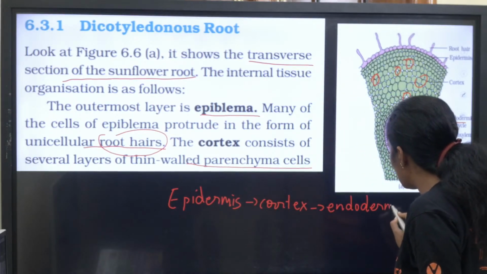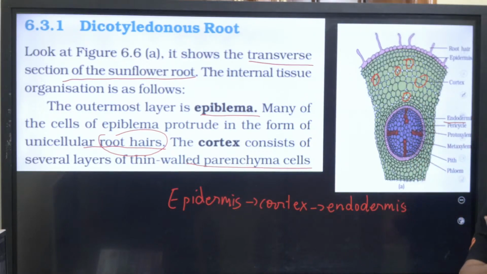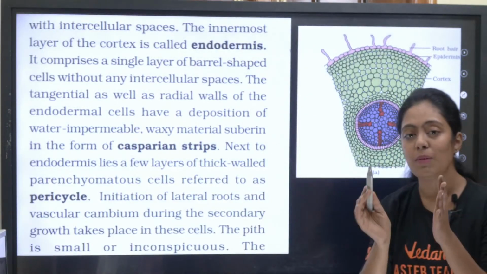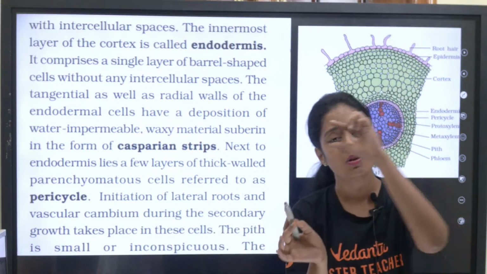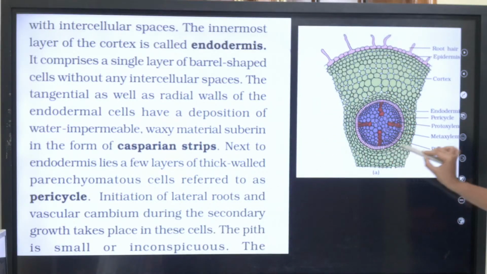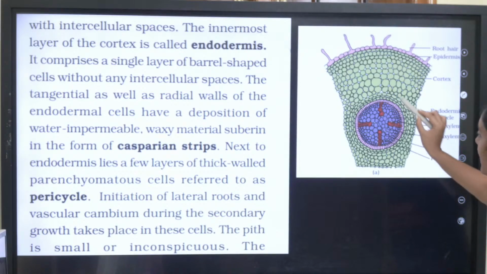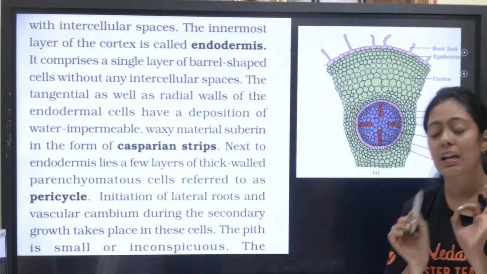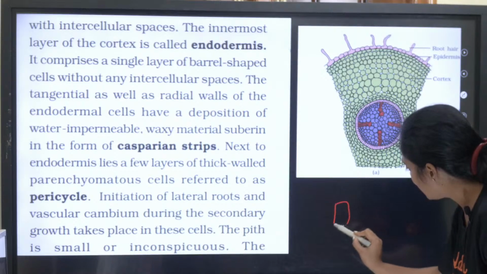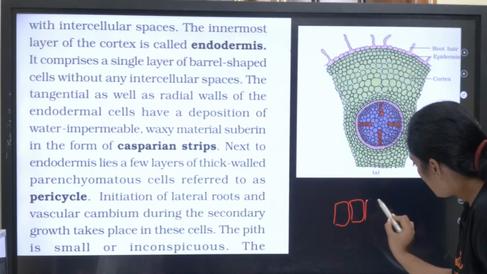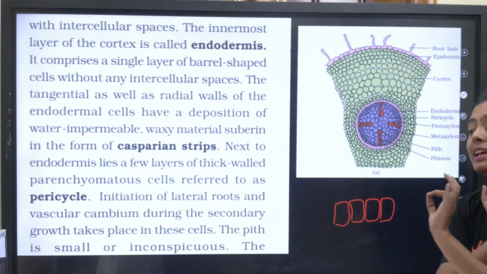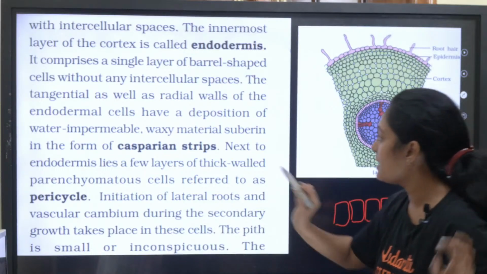Okay, now let's try to understand what this endodermis is made up of. This endodermis is made up of barrel shaped cells, and it is just a single layer. Can you see the pink color here? If you have the textbook, open it and keep it, you will understand even more clearly. This pink color cell is called the endodermis. They are barrel shaped cells like this, and they do not have any intercellular spaces.